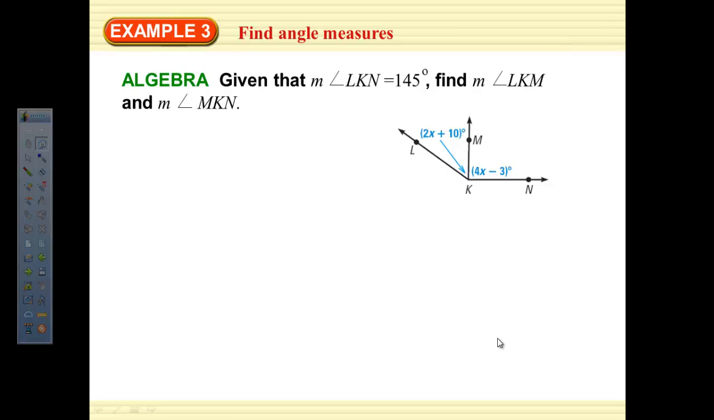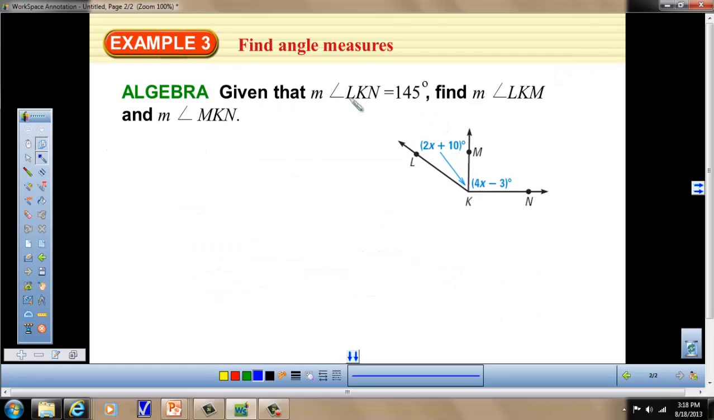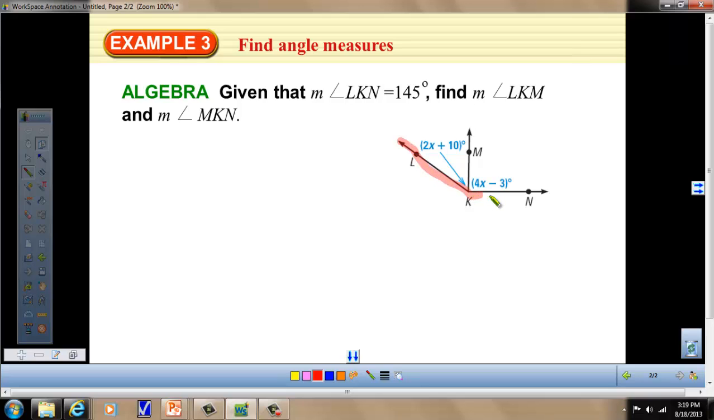The concept we're going to be focusing on in this video is the angle addition postulate, which just tells us two small angles are equal to a bigger angle. So if we look at this carefully, angle LKN is this big angle right here, and that big angle is 145. If we add these two smaller angles together, it should equal that 145 right there.